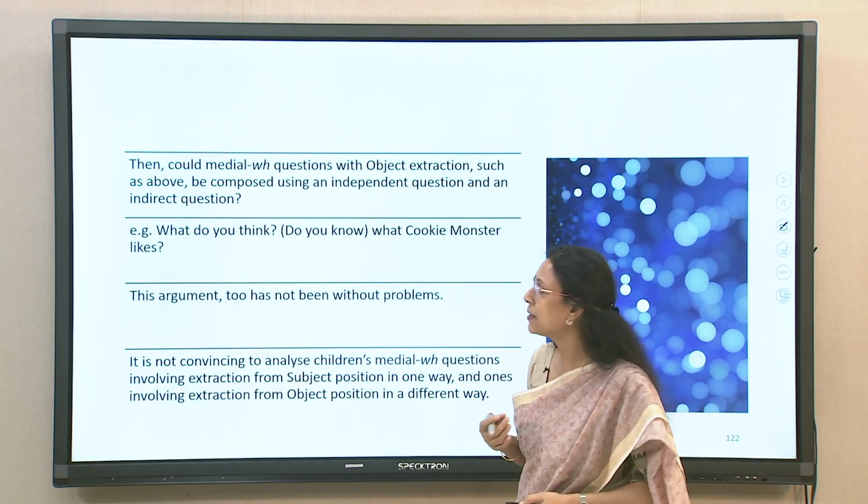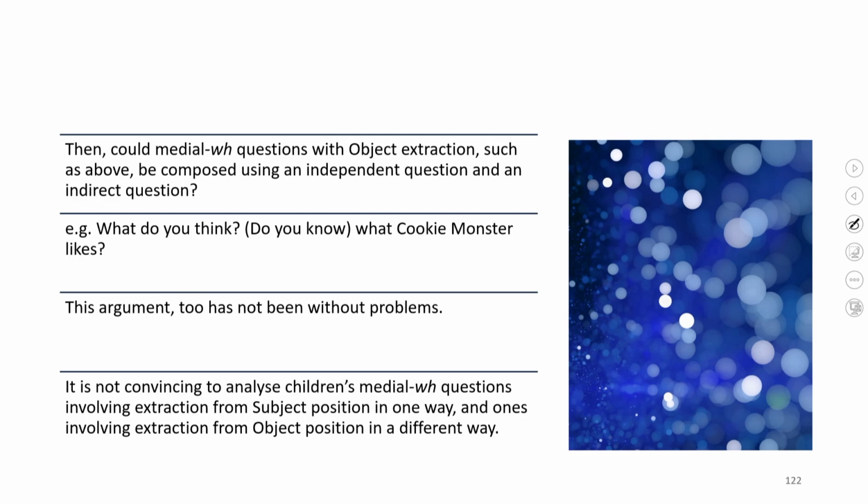So, based on that, could medial WH questions with object extraction such as the previous example be composed using an independent question and an indirect question? So, what do you think? Do you know what Cookie Monster likes? Can it be like this? So, what do you think? Do you know what Cookie Monster likes? Is it this kind of a structure?